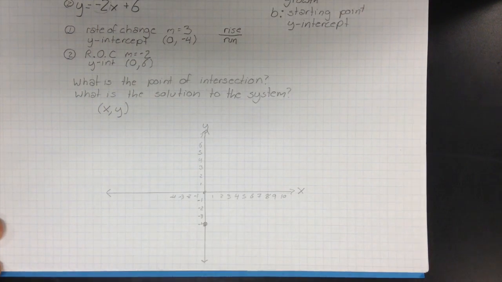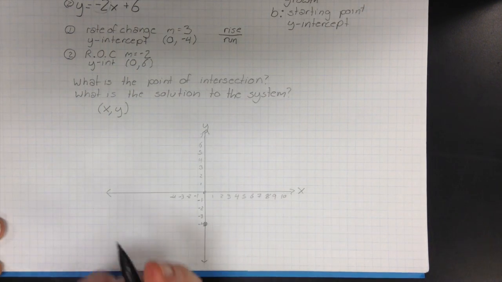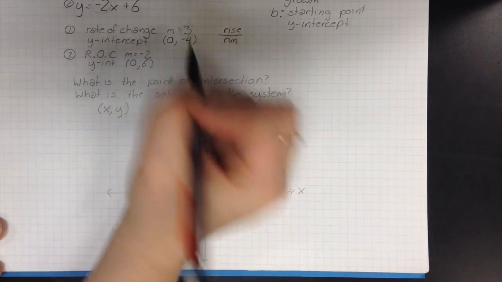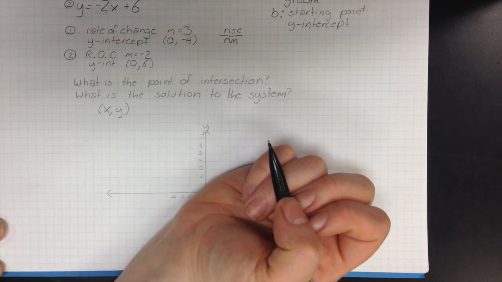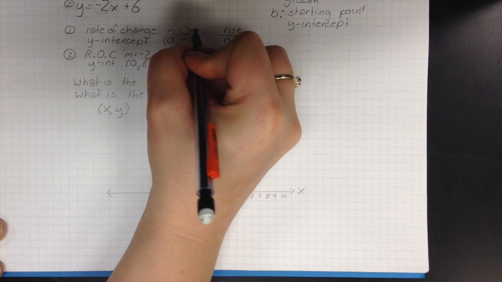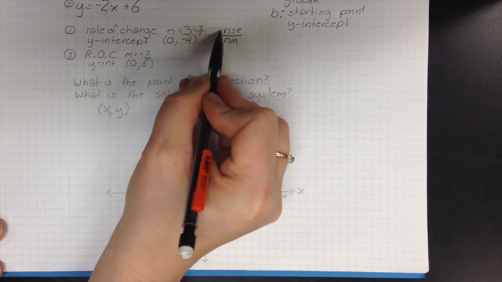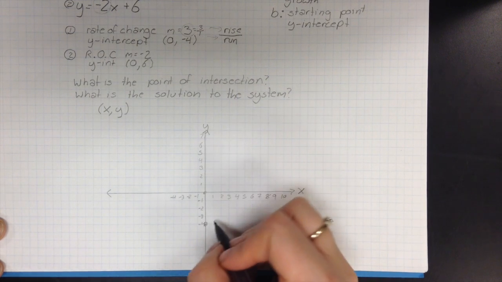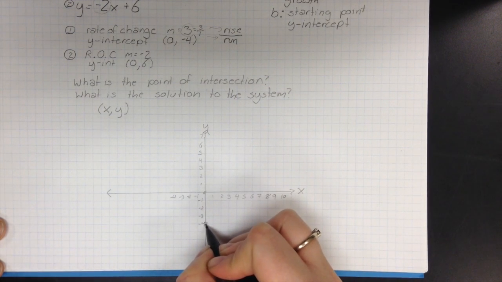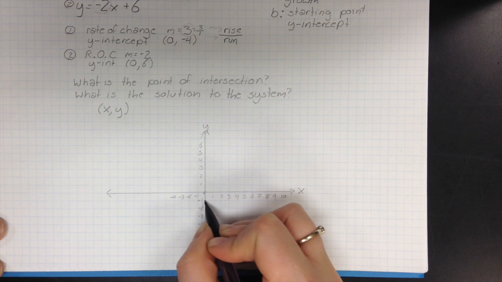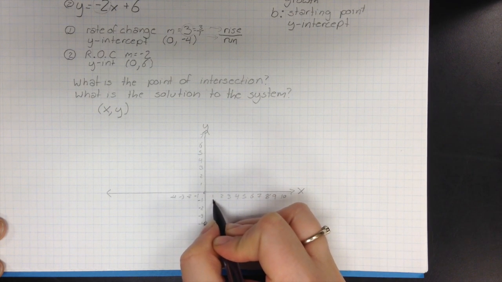That means how much I go up for how much I go over. In this case, I've got a whole number slope. I can think of 3, though, as being equivalent to 3 over 1. And then I can use my rise and my run. So 3, that would mean from my starting point that I put down here, I'm going to rise 3 and go over, run over 1.